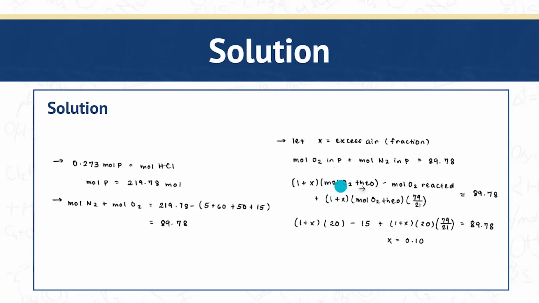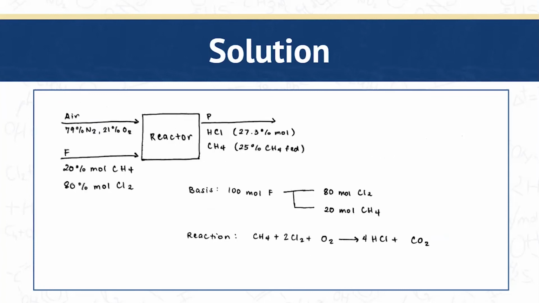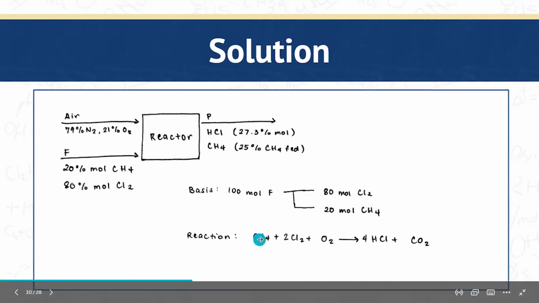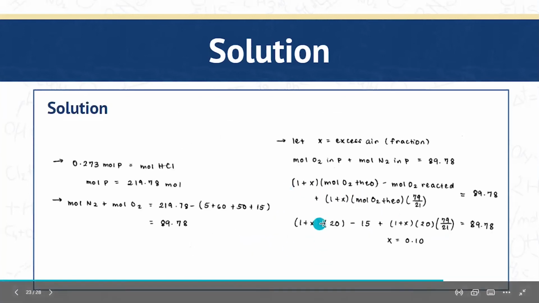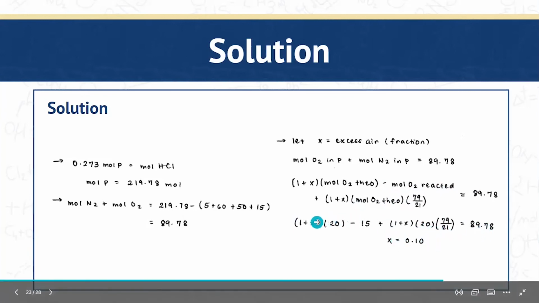So substituting the moles of oxygen theoretical, I got this as 20 from the reaction. Since there are 20 moles of the limiting reactant methane, and the methane and oxygen have a 1:1 ratio, the theoretical oxygen would be 20 moles. So 1 plus X times 20 minus the moles of oxygen reacted, that's 15 moles of oxygen reacted since 15 moles of methane reacted too, right? And 1:1 ratio again. So 15 moles of oxygen reacted. Plus for nitrogen, that's 1 plus X times 20 times 79 over 21. All of that is equal to 89.78. And from here, we can get X. Solving for X, we'll get X equal to 0.10. So that's the final answer already. Air is fed with 10% excess.